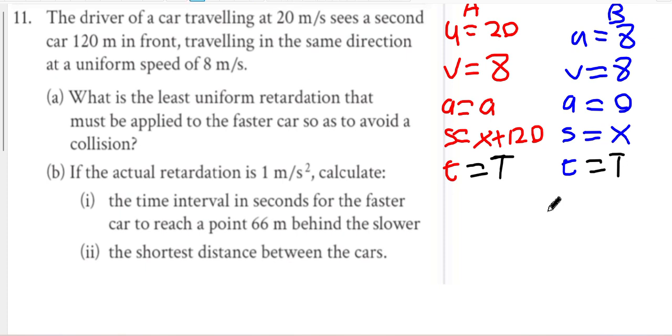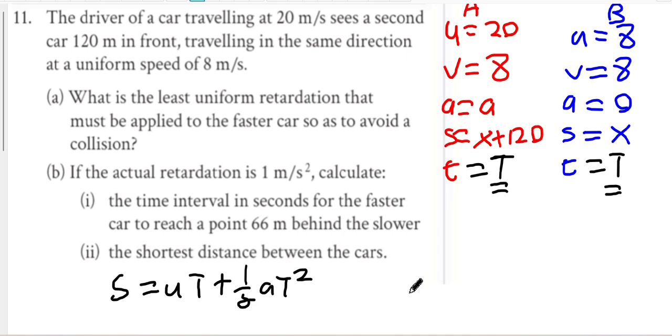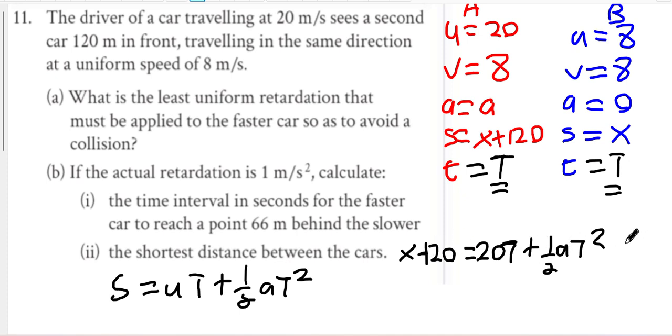So the t values are the same, which means you can relate one equation to the other. So I'd be inclined to go for s equals ut plus a half at squared, and then do it for both equations. So let's say s, which is x plus 120, equals 20t plus a half at squared. Everybody see x plus 120 is 20t plus a half at squared? Now, I'll go down and do the other one.